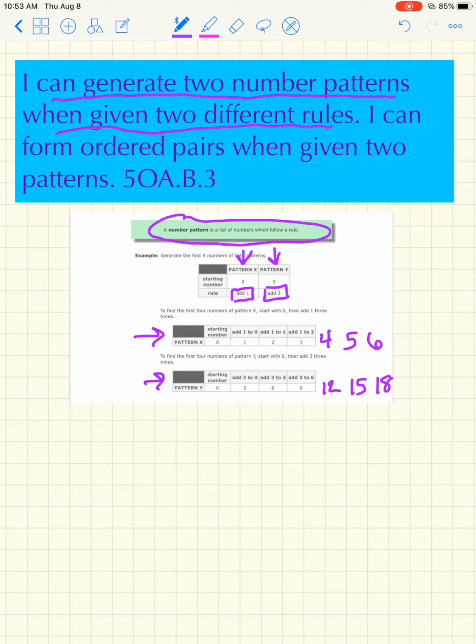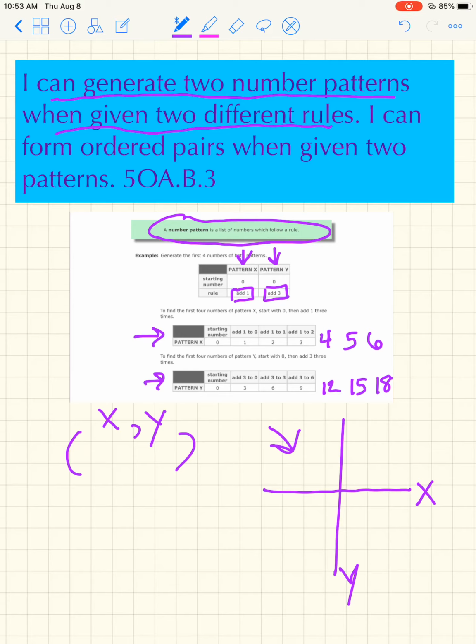So just to review, when we are forming ordered pairs to place onto a coordinate plane, which is in another video, we always put them in parentheses. Our X numbers go first and our Y numbers go second. Remember, X coordinates are numbers that are going to be placed on the X axis. This is our coordinate plane. And then Y coordinates are numbers that are going to be placed on the Y axis, okay? Like I said, we'll be graphing ordered pairs in another video.